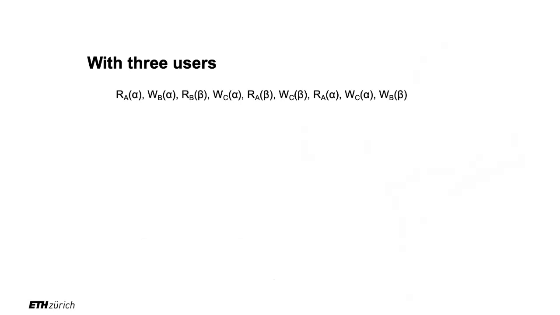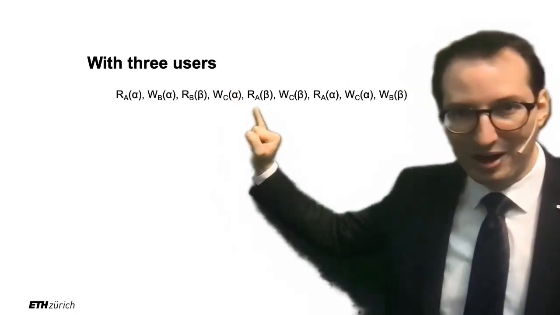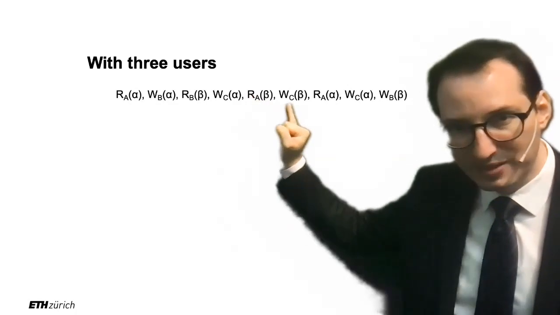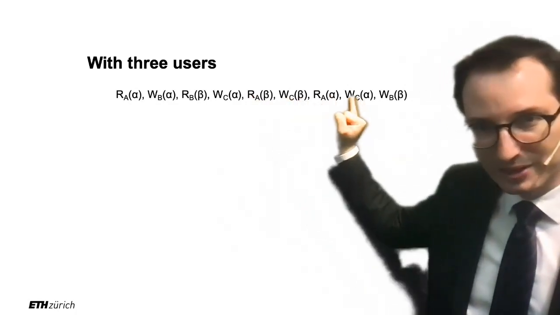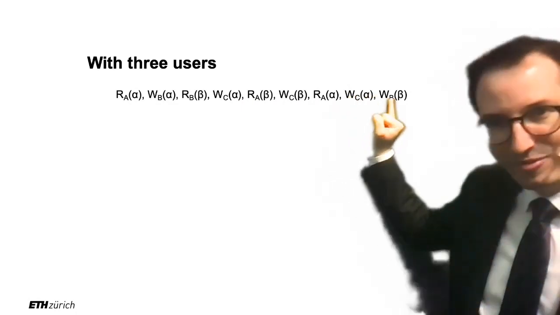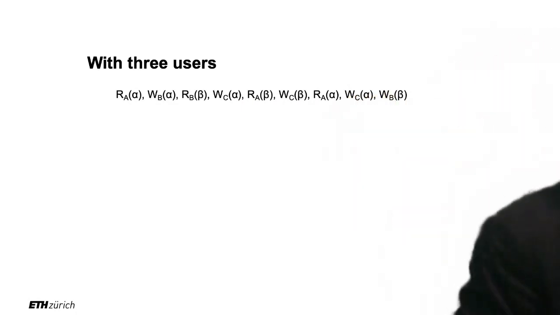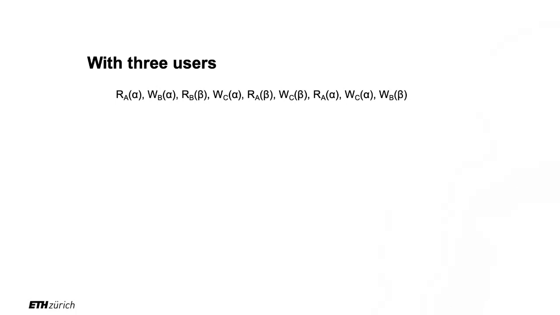Alpha and beta just means that there are two places in the database being read. There's a place called alpha and a place called beta. So what happens here is that Alice reads alpha, Bob writes a new value to alpha, Bob reads beta, Charlie writes a new value to alpha, Alice reads beta, Charlie writes a new value for beta, Alice reads alpha, Charlie writes a new value for alpha, and Bob writes a new value to beta. This is what happens. Now, here's the interesting thing we can do with that.